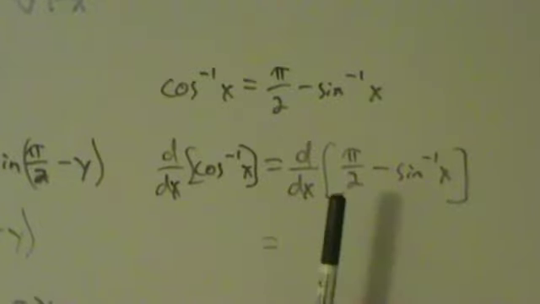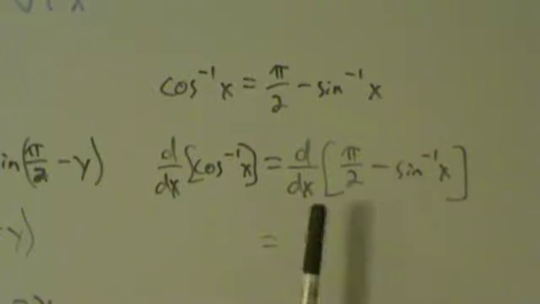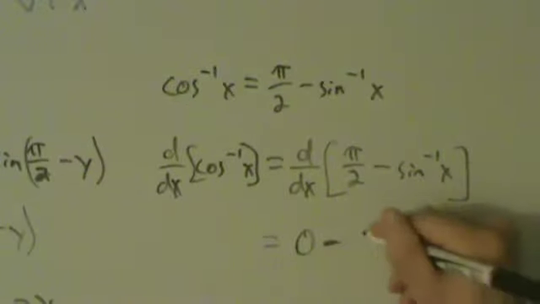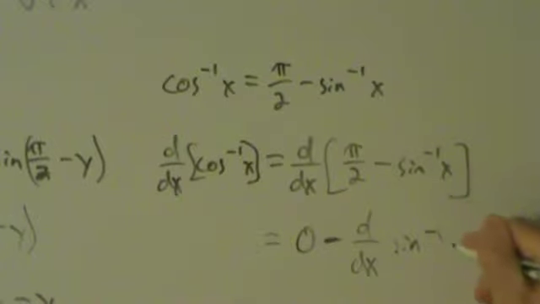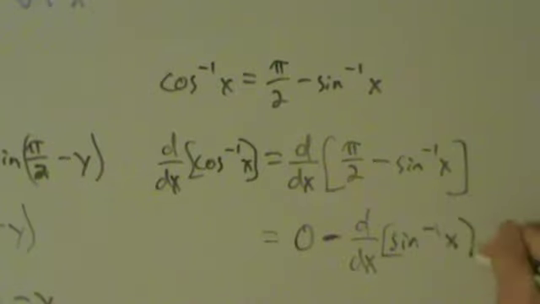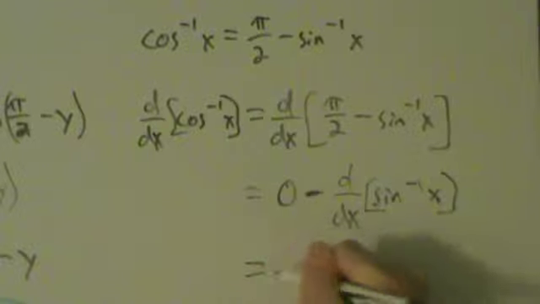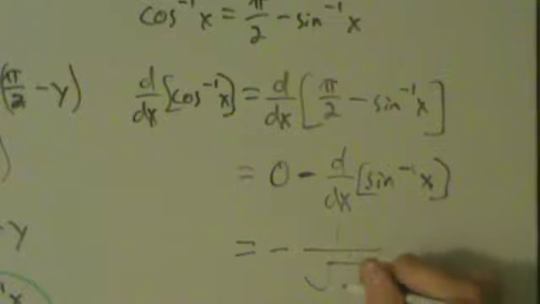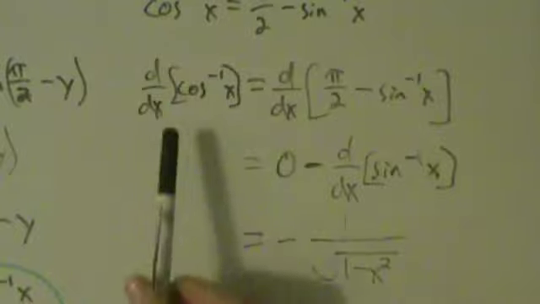So here we can differentiate term by term, right? But pi over 2 is just a constant, so the derivative of this is just 0, and then we have minus the derivative of this. So minus d/dx inverse sine of x. And we know from the last video that this is going to be equal to the minus sign still out front, and then 1 over the square root of 1 minus x squared. And that's where this formula comes from.